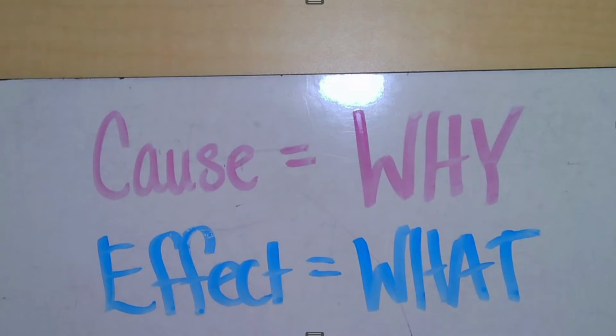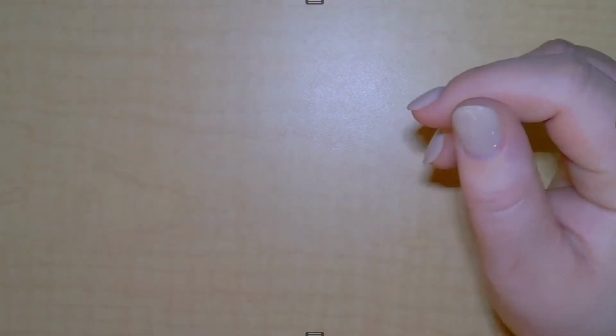Good morning, class. This week in reading, we are going to be learning about cause and effect. Just a refresher, cause is why something happens, and the effect is what happens because of the cause. So we're going to look at lots of examples to help us when identifying the cause and effect in stories. So, first, I'm going to give you a cause.